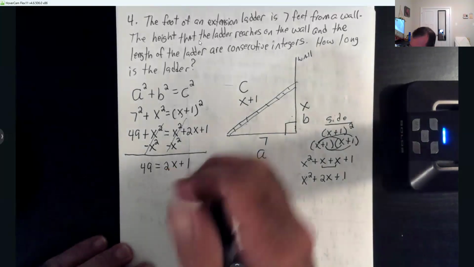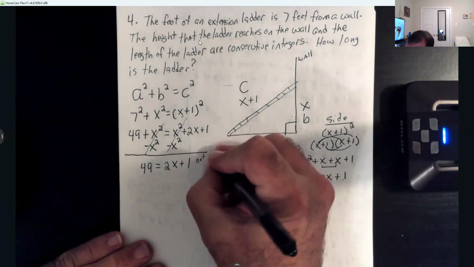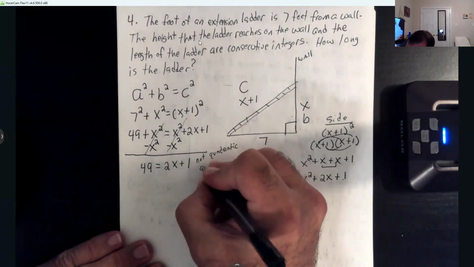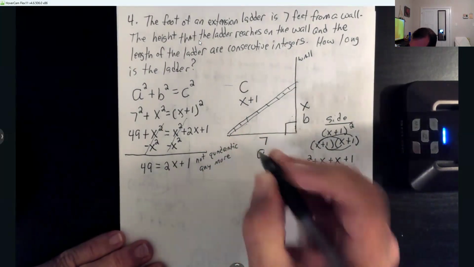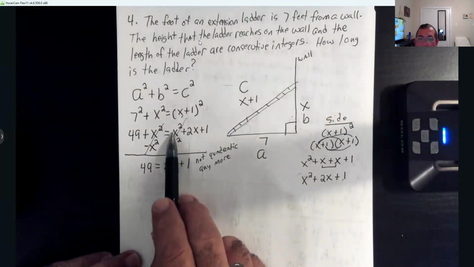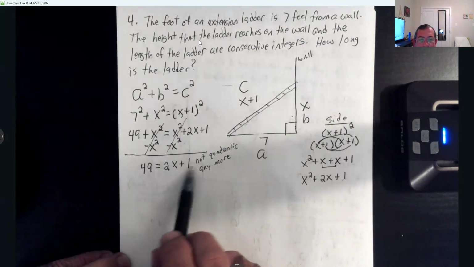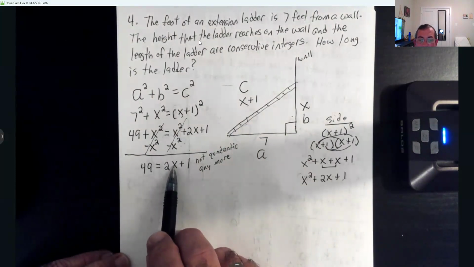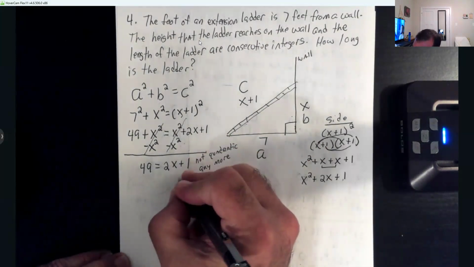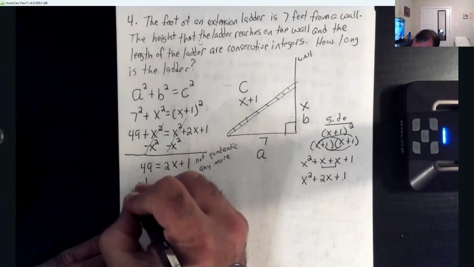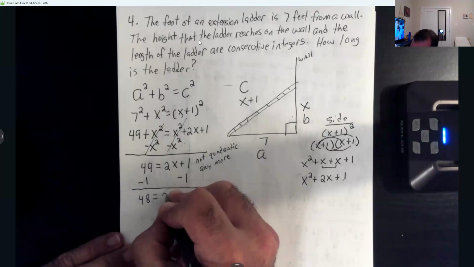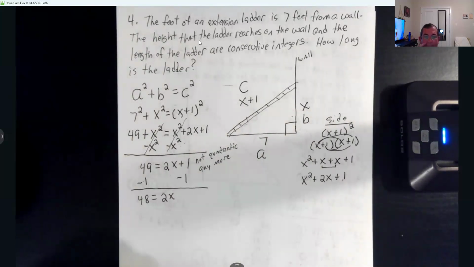So would y'all look at this? This is not quadratic no more. This is not quadratic because I don't have those x squared terms left in it. So since this is not quadratic, we're just going to solve it for the 1x. So to solve that for the x, I'm going to subtract 1 from both sides. So 49 minus 1 is 48. That's going to equal my 2x.